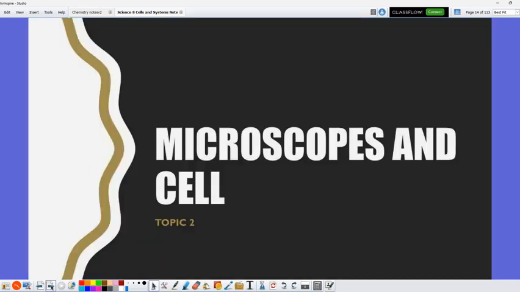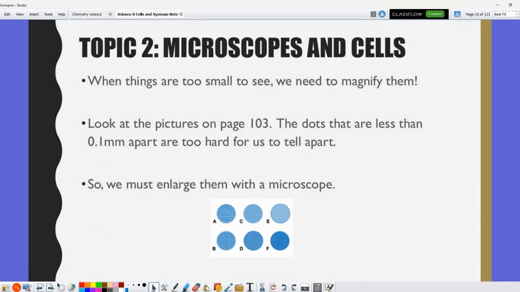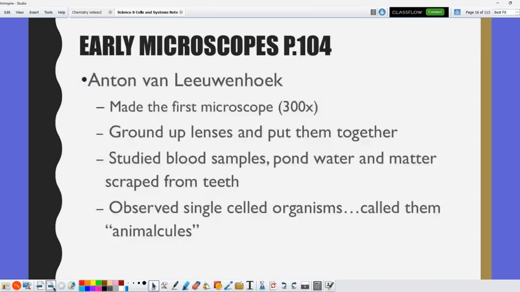And then topic 2 deals with the microscope and cells. Okay, so when things are too small to be seen, we need to magnify them. And so that was one of the impetus for the microscope to be invented. I'm not going to get you to memorize names for your quiz, but it's always good to know what scientists did what. So Anton von Leeuwenhoek made the first microscope. It had 300 times magnification. He ground up lenses and put them together.